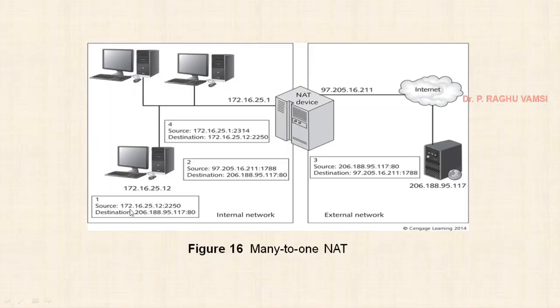For example, here 172.16.25.12 on port 2250 made a request to 206.188.95 on port 80. So it will remember the port on which this internal computer requested the service. Whenever the response is received, it will be dispatched to the corresponding computer on the specific port mentioned at the time of the request. So this is the way many-to-one NAT is performed.